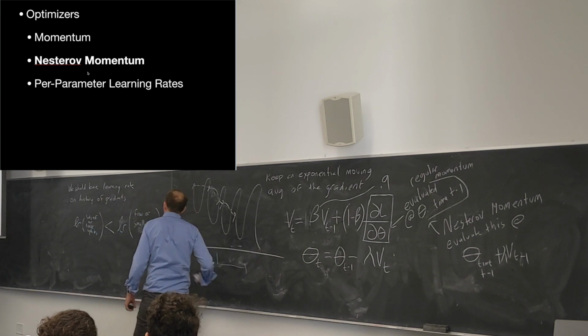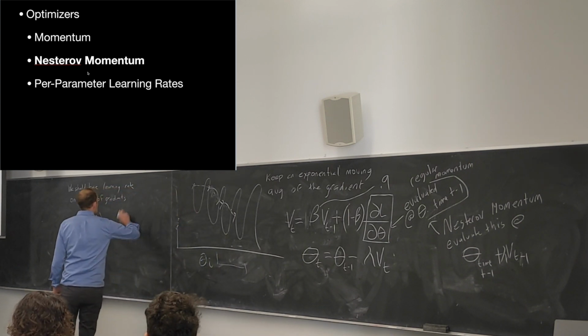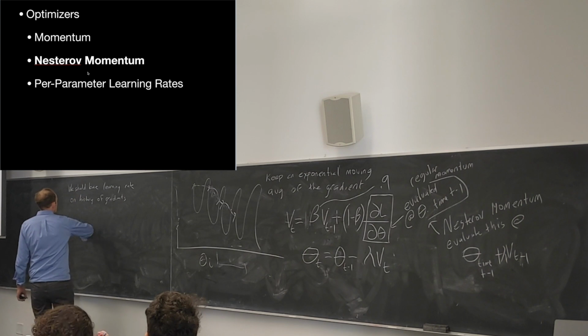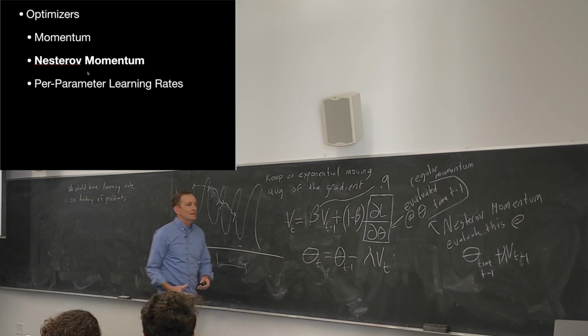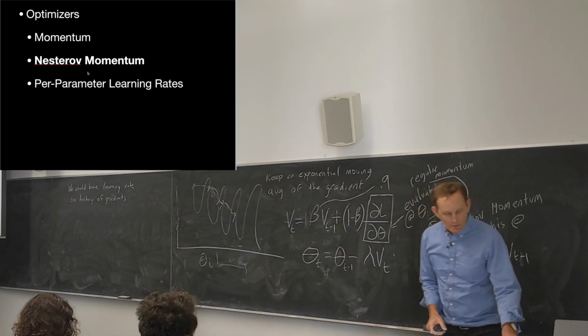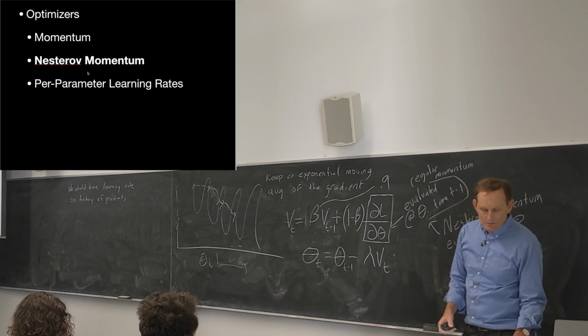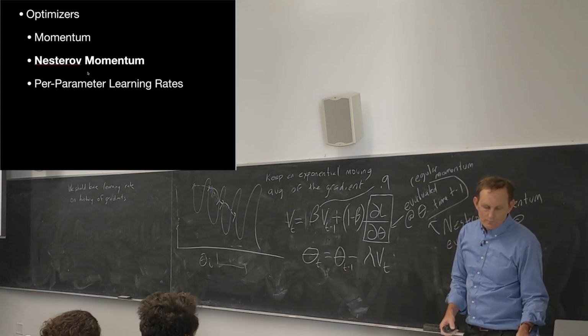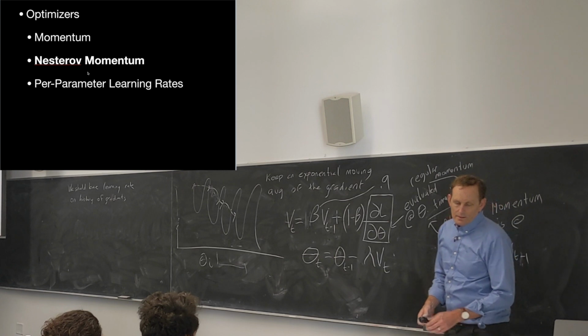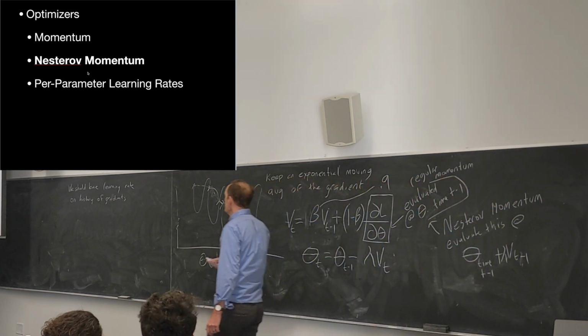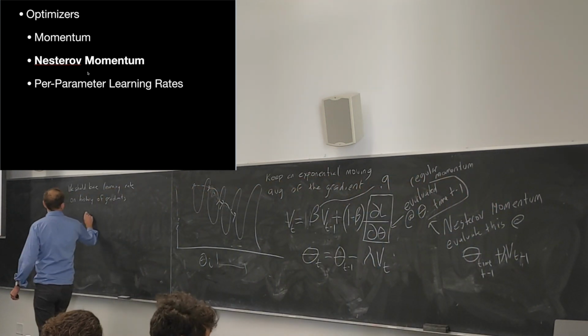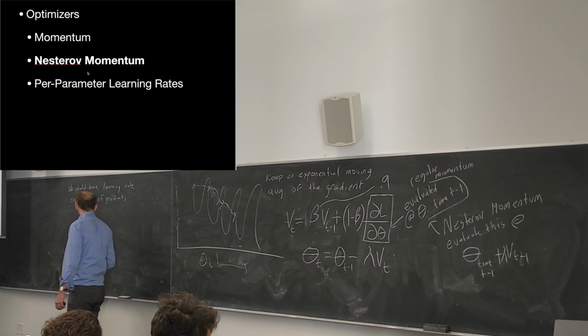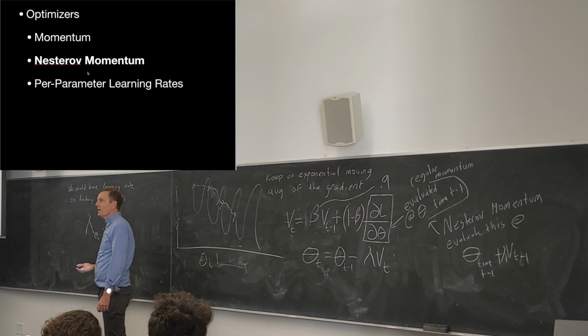So we can do something like this. We can basically come up with a separate learning rate for each parameter. So lambda sub theta sub I.